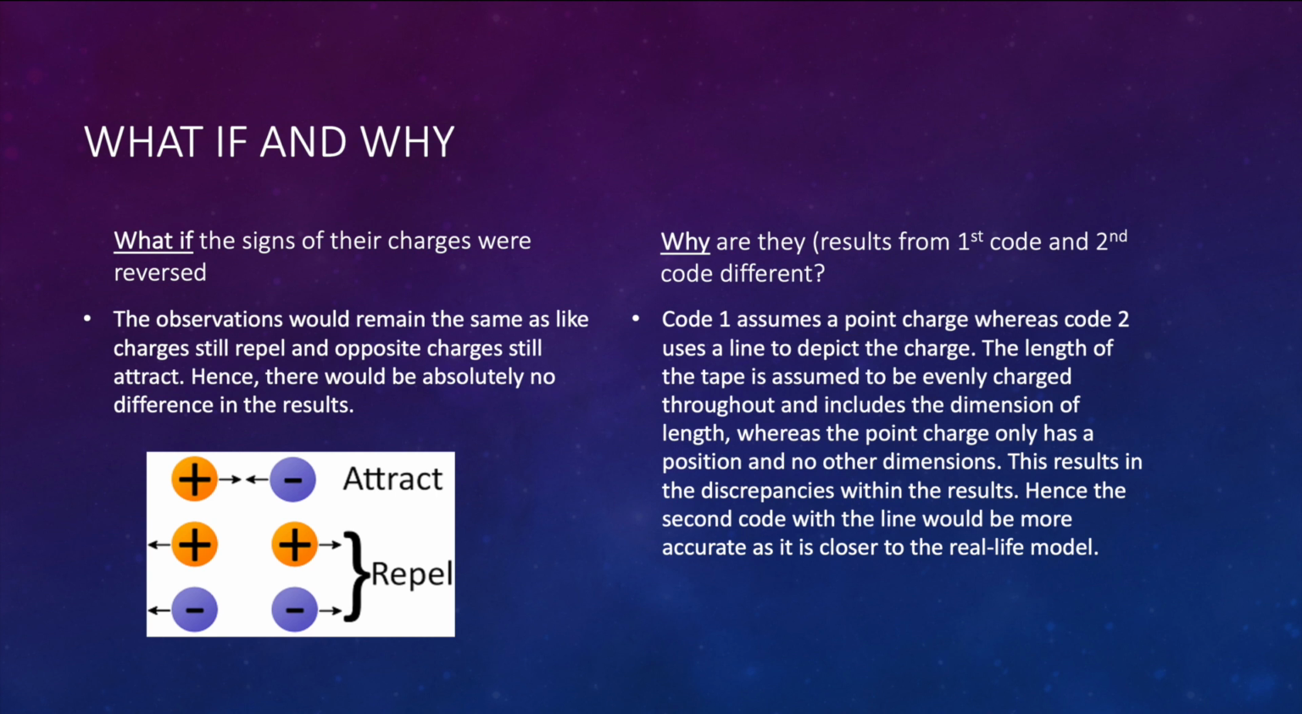The why question relates to the difference between the first code and the second code, and the answer to that is as follows. Code 1 assumes a point charge, whereas code 2 uses a line to depict the charge. The length of the tape is assumed to be evenly charged throughout and includes the dimension of length for the second code, whereas the point charge, which is for the first code, only has a position and no other dimensions. This results in the discrepancies shown within the results of the experiment. Hence, the second code with the line would be more accurate, as it is closer to the real life model.